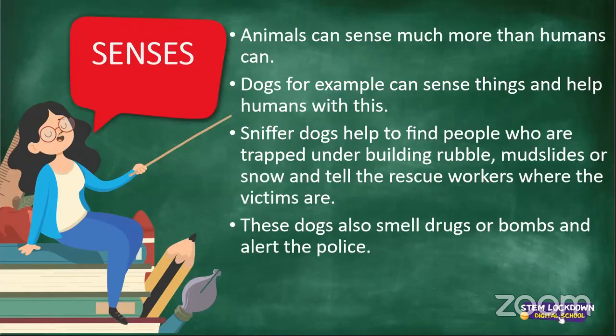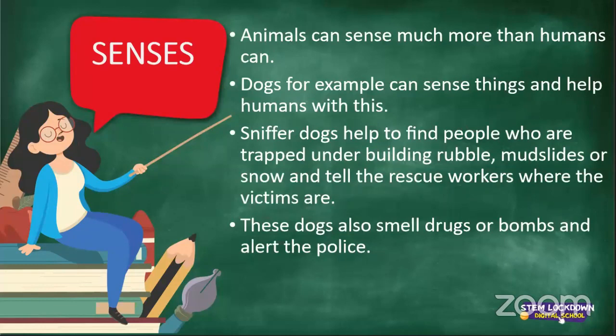Okay, let's talk about the senses. Remember, we said that animals can sense much more than humans can. Like I told you, the dogs and the animals' ears, and remember what I said about the elephant ears, they can hear really, really well. And most animals' senses are much better developed than ours.